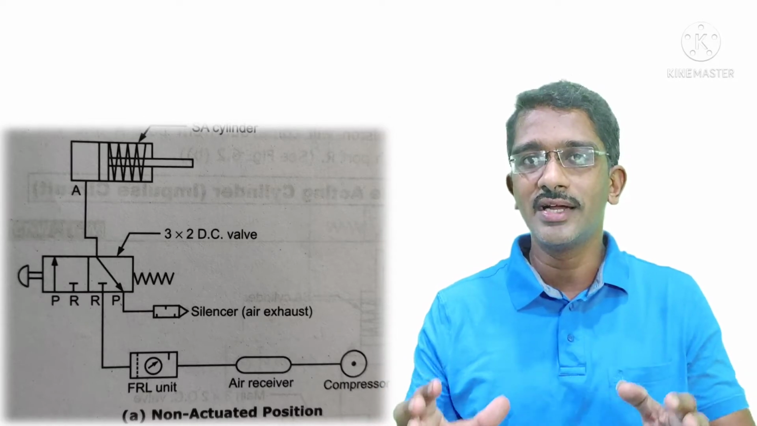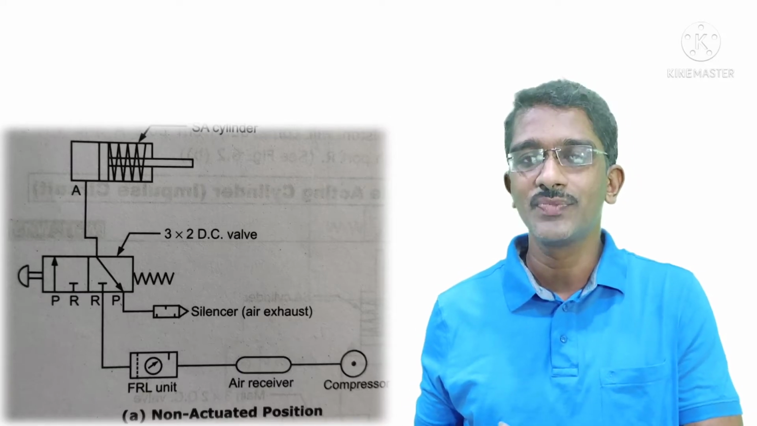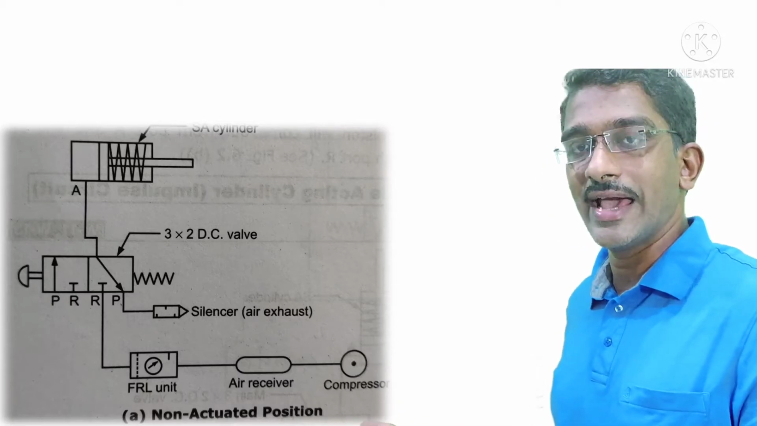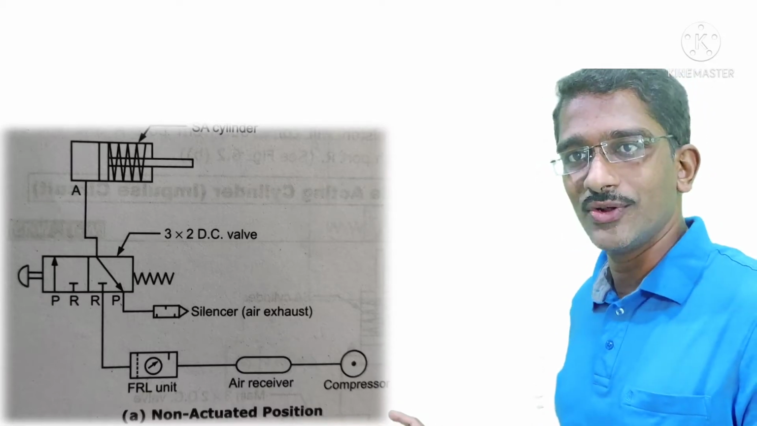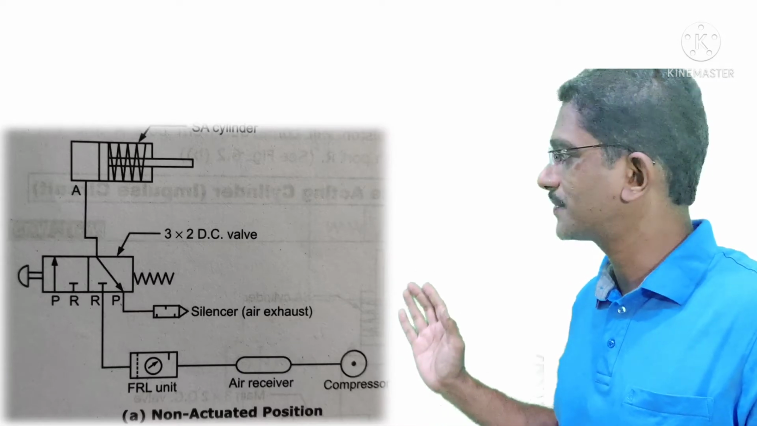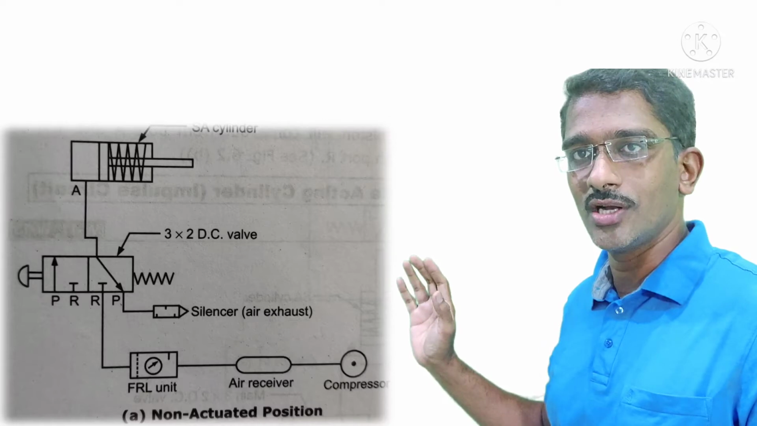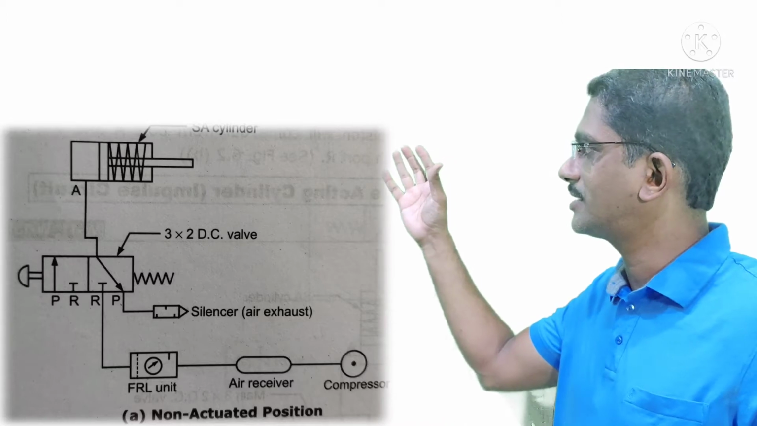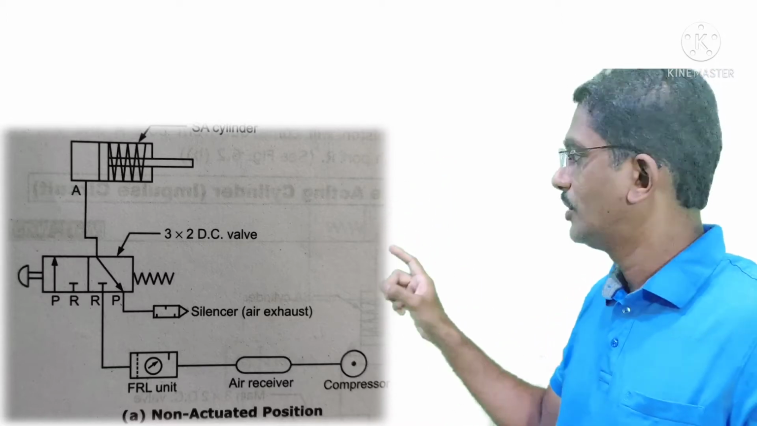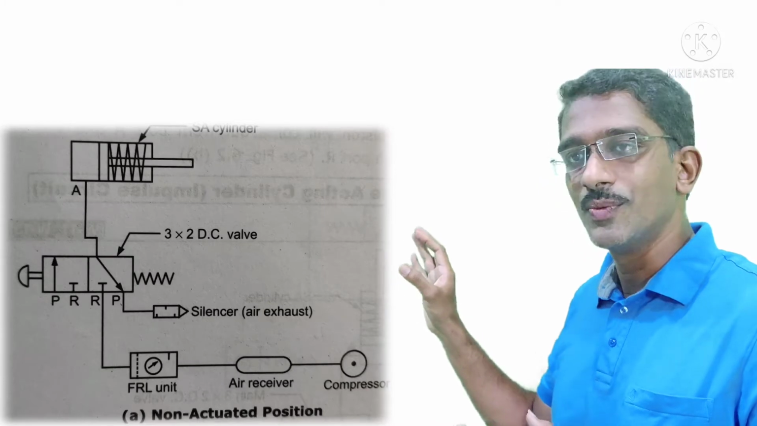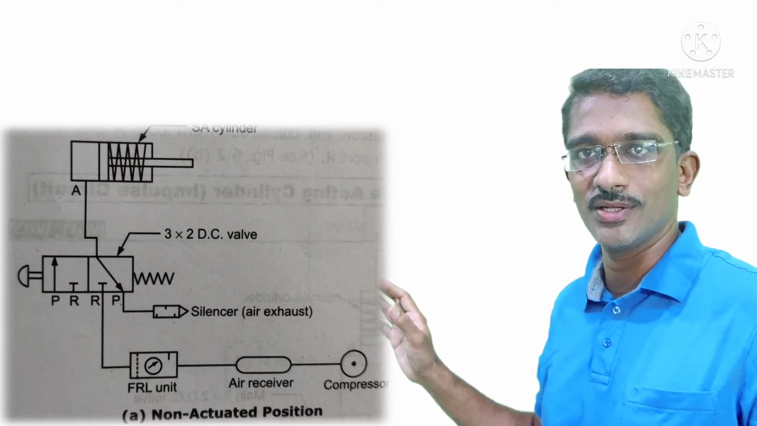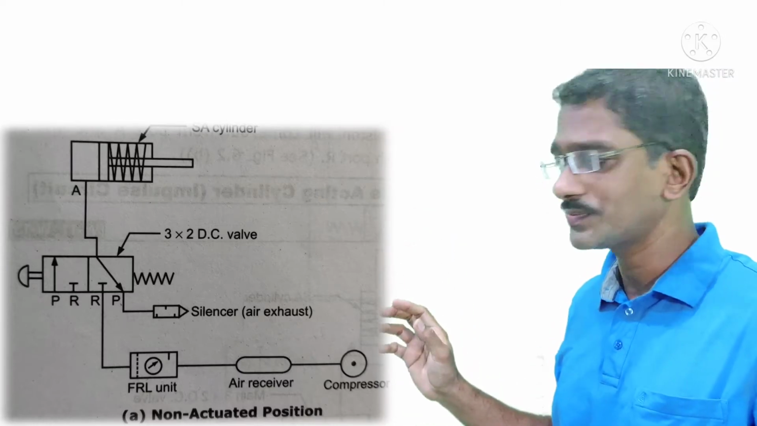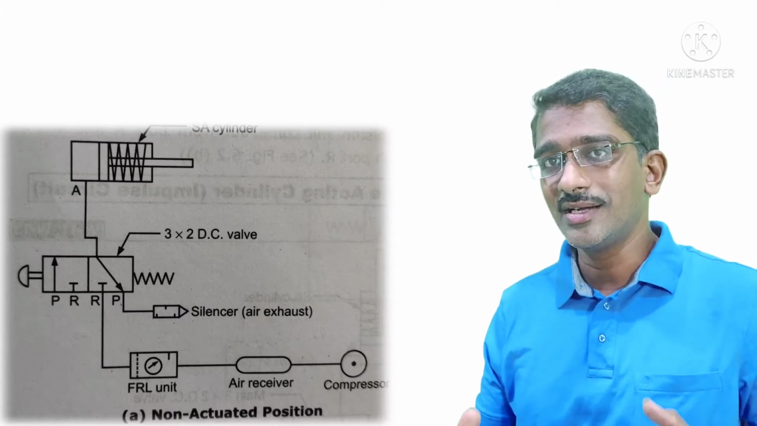This circuit consists of, first, a compressor, second, an air storage tank, third, an FRL unit, next a direction control valve and a single acting cylinder. As we know, in a single acting cylinder we use a 3x2 direction control valve. You can see here a 3x2 push button and spring return direction control valve. So let us start its working.